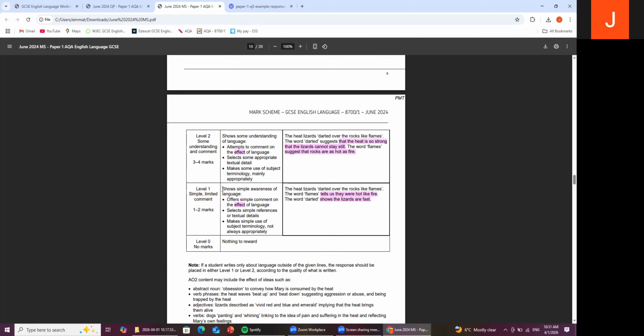It makes simple use of subject terminology, and is not always appropriately synthesized and used. So as you can see here, it's a really quite basic and simple response. The heat lizards darted over the rocks like flames. The word flames tells us they were hot like fire, and the word darted shows the lizards are fast.